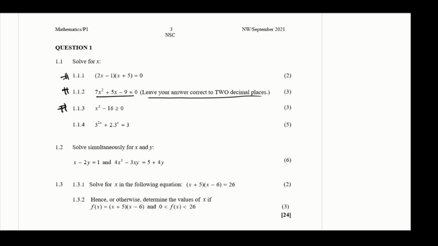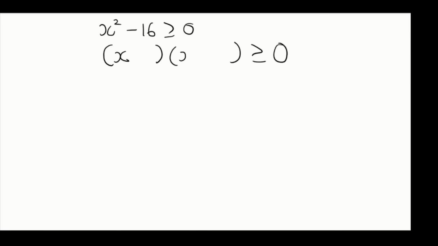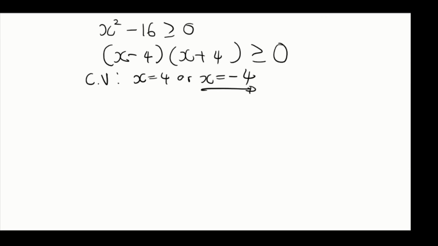1.1.3, we are asked to solve for x squared minus 16 greater or equal to 0. The first thing we're going to do is factorize this difference of two squares. The factors of x squared are x and x, and the factors of 16 are 4 and 4, so it's going to be plus and minus. Then our critical values are x equal to 4, or x equal to minus 4. So these are your critical values.